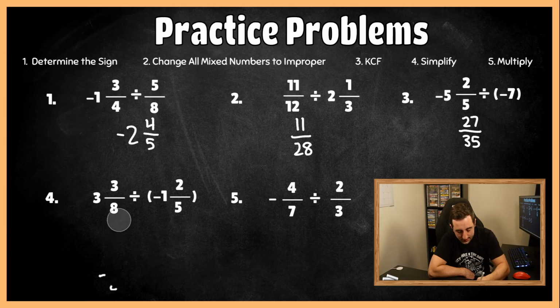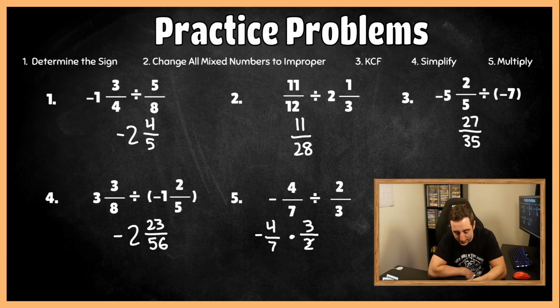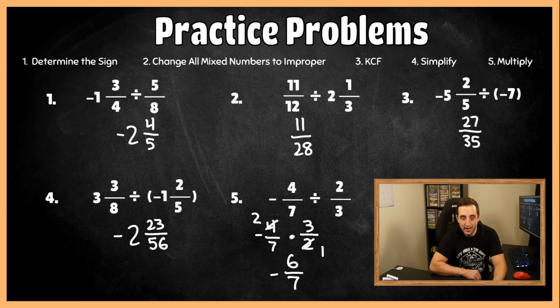So let's go ahead and get rid of this and then move on to hopefully the easy last one here. So we have -2 and 23/56. And now for number 5, different signs, negative solution, no mixed numbers, so don't have to turn anything improper, so we can go right to keep, change, flip. So keep -4/7, division goes to times, and we flip 3/2. 2 and 4 are both divisible by 2, so 2 divided by 2 is 1, 4 divided by 2 is 2, and then we can go ahead and multiply across. So we know our final answer is going to be negative. 2 times 3 is 6, and our denominator 7 times 1 is 7, and we get -6/7.